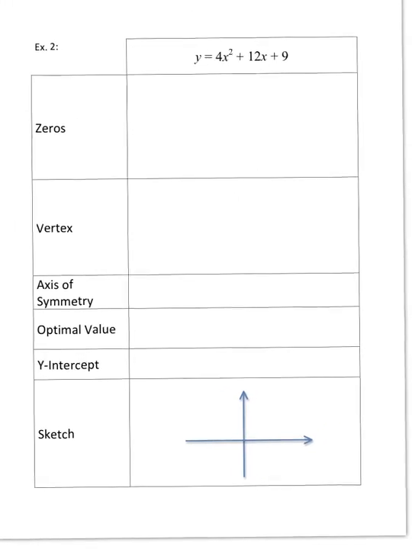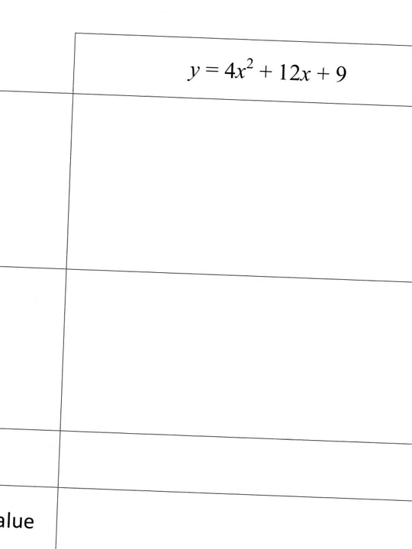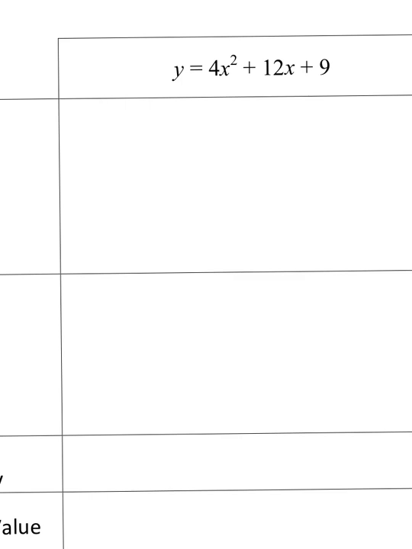So this one I gave you is a complex trinomial. So I know it's complex because there's no common factor. 4, 12, and 9, there's nothing common to take out. So I know I have to factor using my complex trinomial method. And just zoom in here. So we have y equals 4x squared plus 12x plus 9.